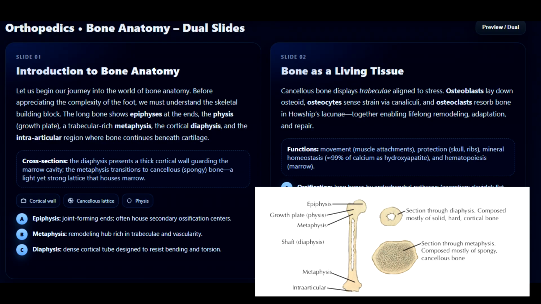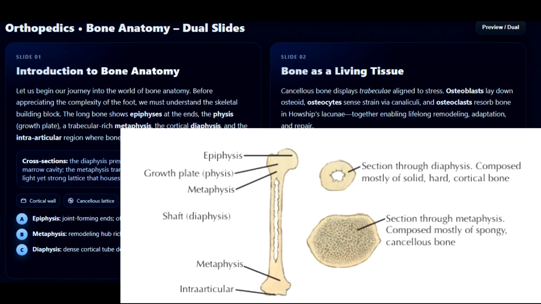The shaft, or diaphysis, is the long central part, primarily made of dense cortical bone that gives the bone its incredible strength. And finally, when the bone extends into the articular cartilage of a joint, we refer to that part as interarticular. Now, notice the small circular sections shown on the right. When we cut through the shaft, we see a thick wall of cortical bone, hard and compact, designed to resist bending and protect the inner marrow cavity.